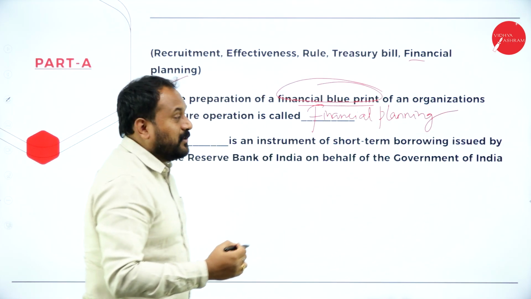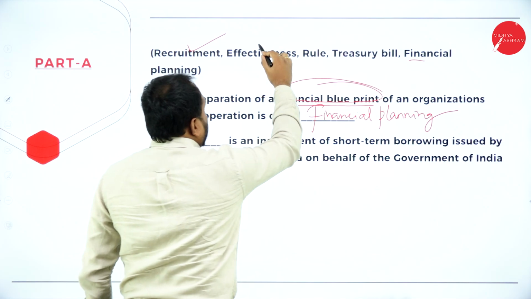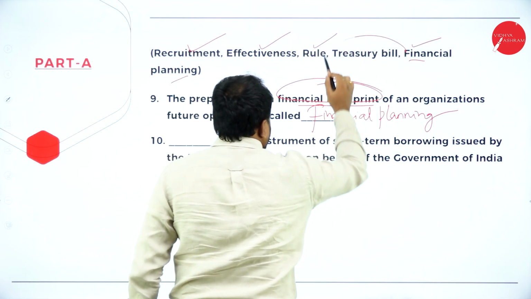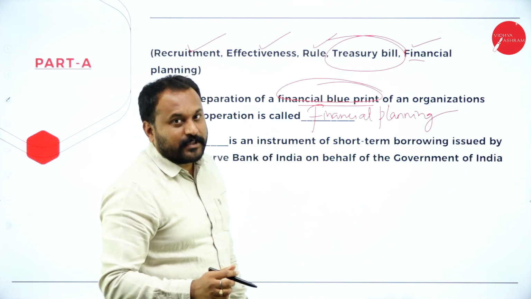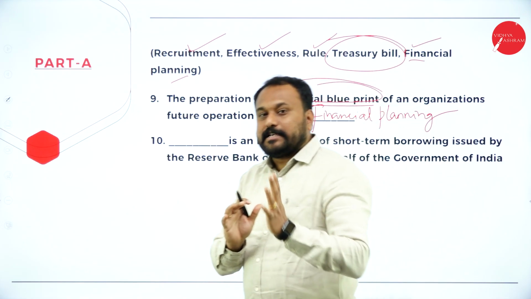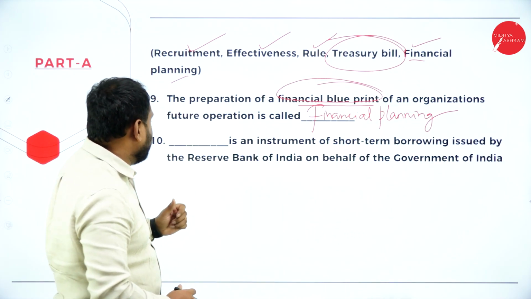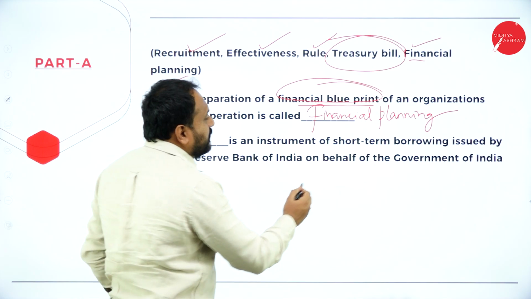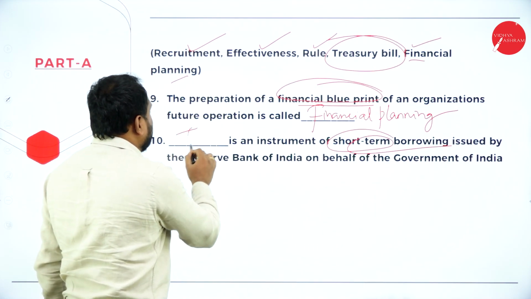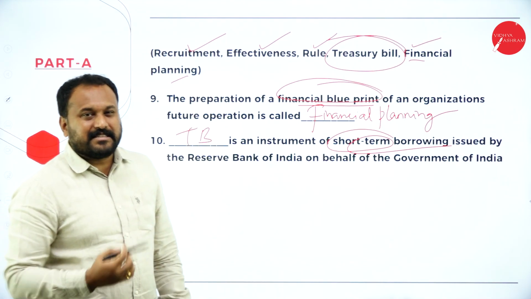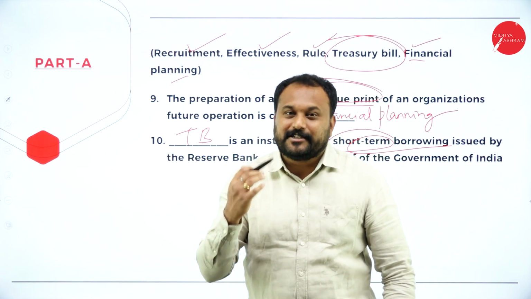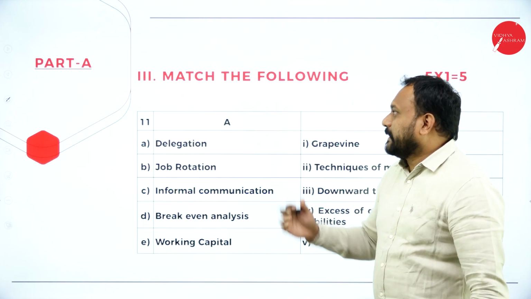So what is the remaining? Now you have written recruitment, effectiveness, rule, financial planning. The remaining is treasury bill. But I told you, treasury bills are short-term instruments. So let's understand this short-term instrument. Blank is an instrument of short-term borrowing. So what is it? Treasury bill. So you'll write here treasury bill. Very simple, guys. It's very easy. The only thing is I want you people to know the knowledge very carefully. Let's go with the third one.